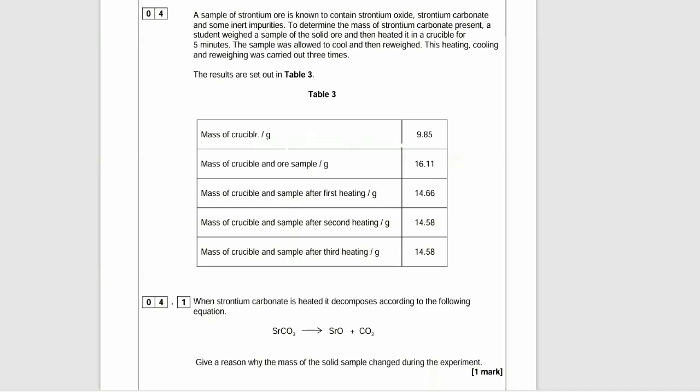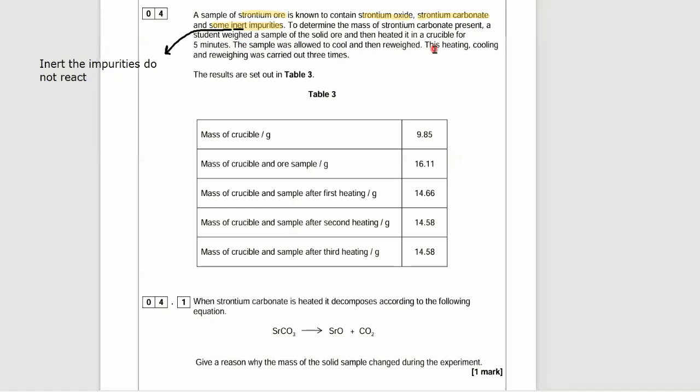Okay, moving on. Question 4. A sample of strontium ore is known to contain strontium oxide, strontium carbonate, and some inert impurities. To determine the mass of strontium carbonate present, a student weighed a sample of the solid ore and then heated it in a crucible for 5 minutes. The sample was allowed to cool and then reweighed. This heating, cooling, and reweighing was carried out 3 times. The results are set out in Table 3.